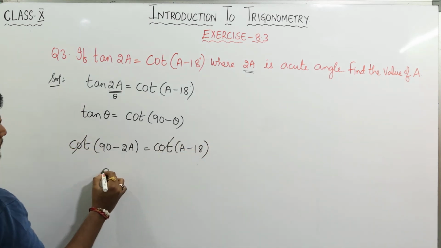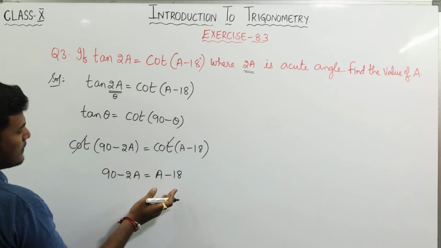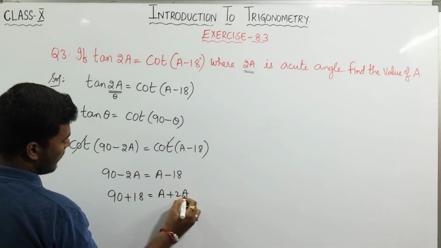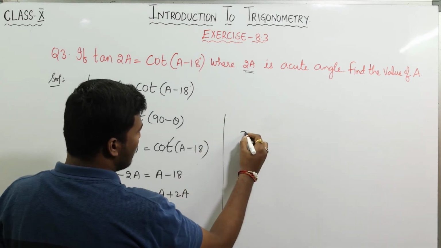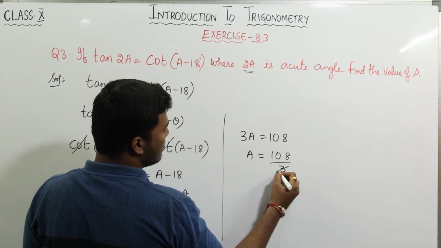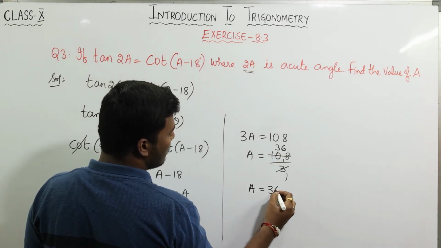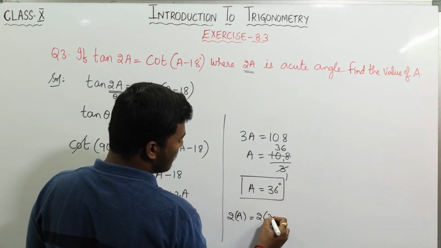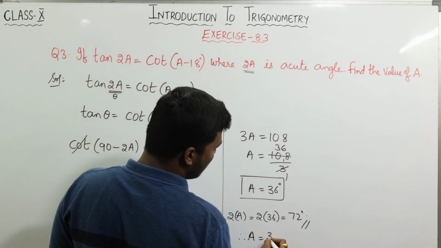Both the sides cot gets cancelled. Then I have 90 minus 2a is equal to a minus 18. Shift a terms to one side and constants to the other side. 90 plus 18 is equal to a plus 2a. 90 plus 18 will become 108 is equal to 3a. From that, 3a is equal to 108. a is equal to 108 by 3, that is 3 ones are 3, 3 3s are 9, 3 6s are 18. So therefore, a is equal to 36 degrees. And if you check 2a, 2 into 36 is 72, which is an acute angle. Therefore, the value of a here is 36 degrees.